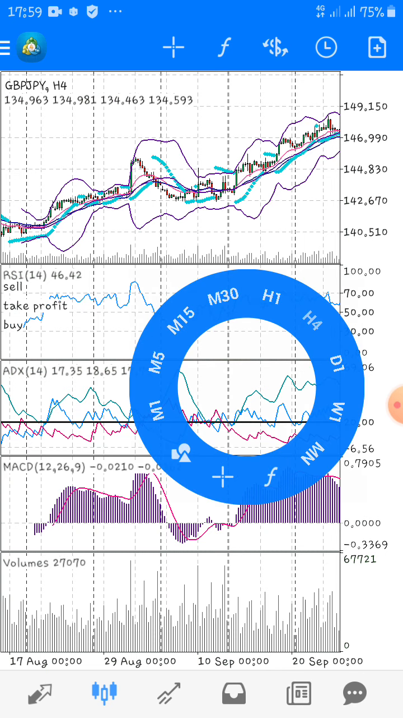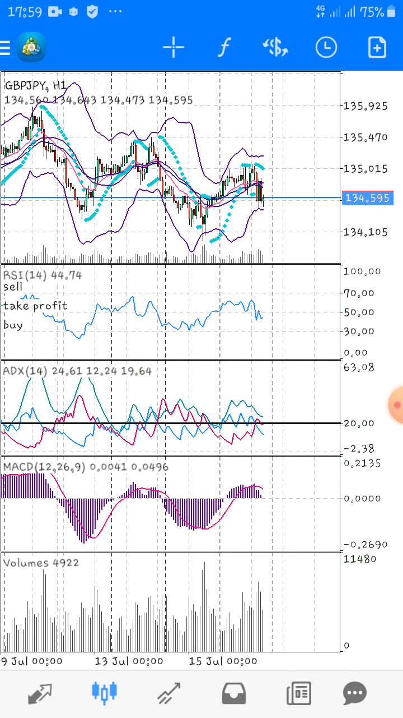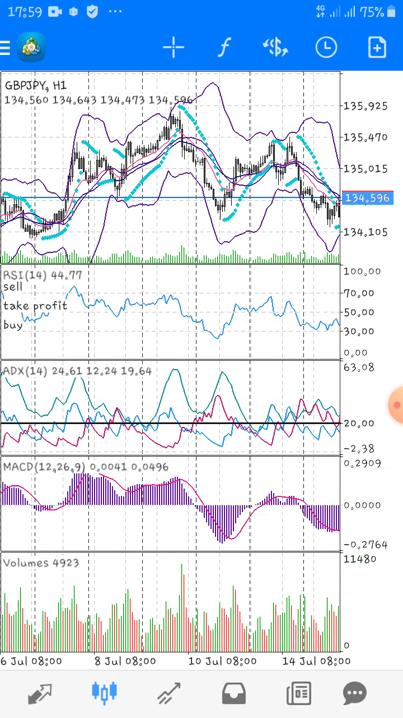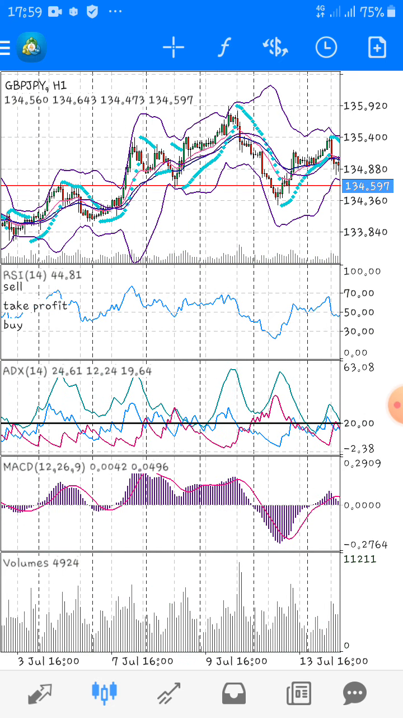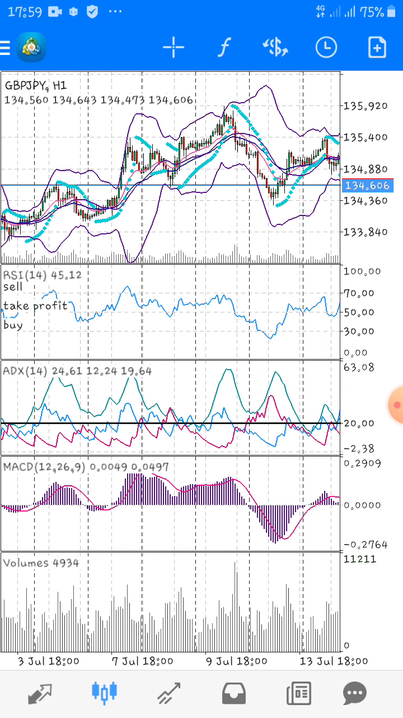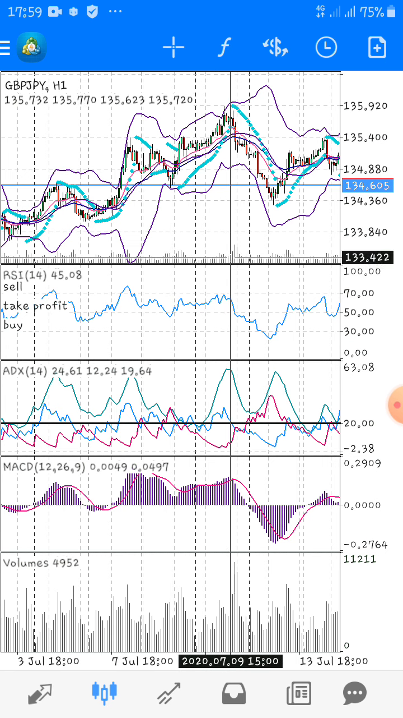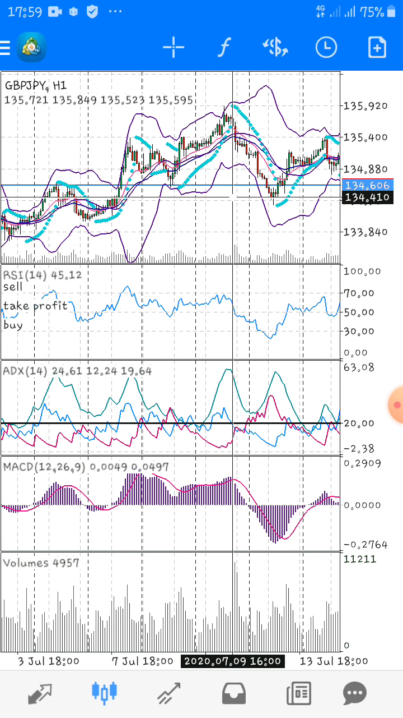So how do we take the signal for buy and sell on this strategy? You take buy when the candlestick touches the Bollinger channel. You are going to enter buy and put your stop loss. For example, put your stop loss below, like 10 pips or 20 pips below the candle.